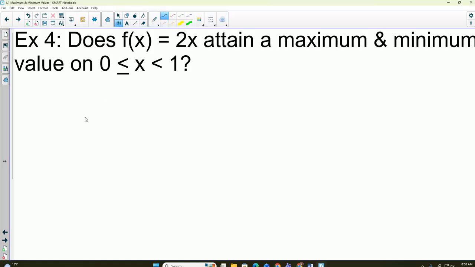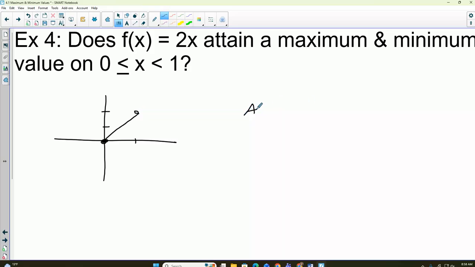If we think about the graph, okay, I'm only going from 0 to 1. If I put in 0, 2 times 0 is 0. If I put in a 1, 2 times 1 is 2. But since it's not equal to, it would be an open circle. Okay, it's continuous, but it's not a closed interval.